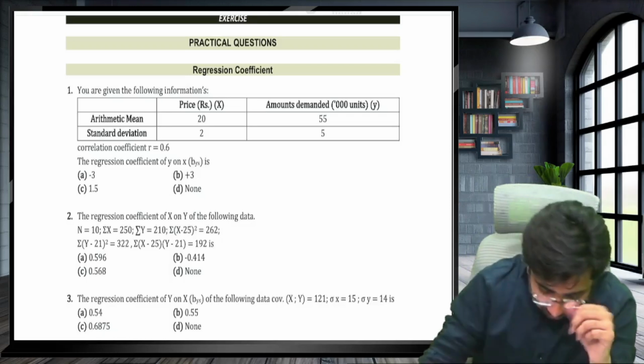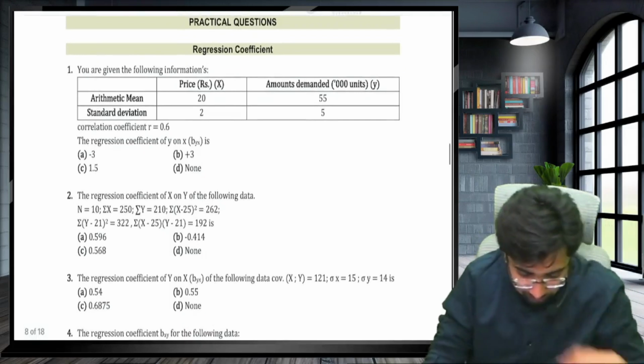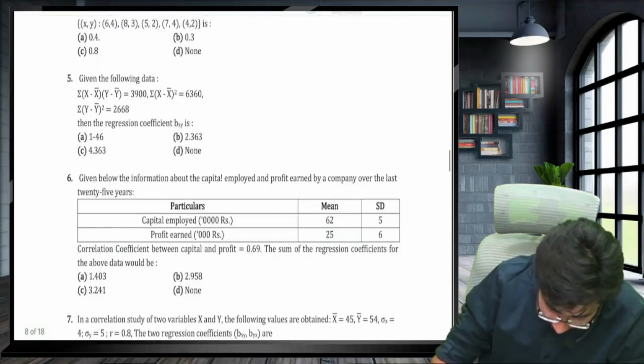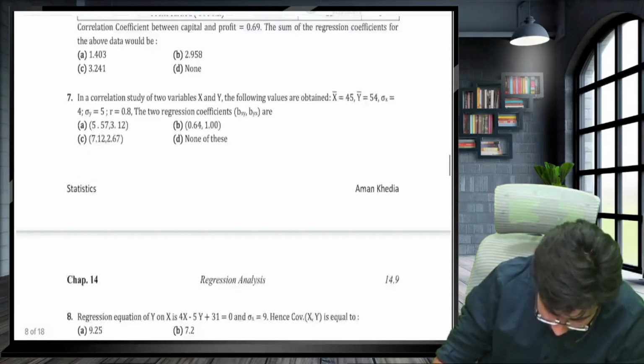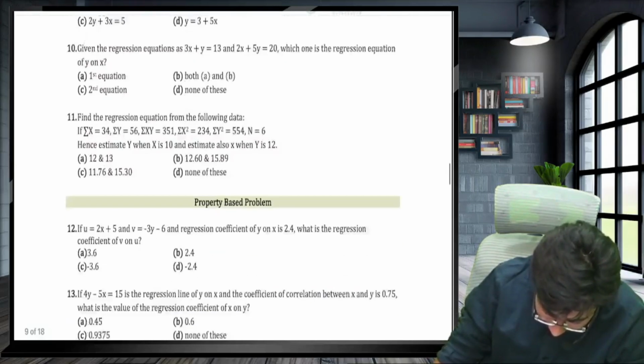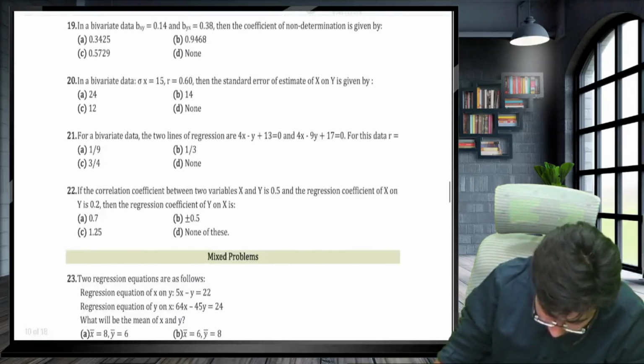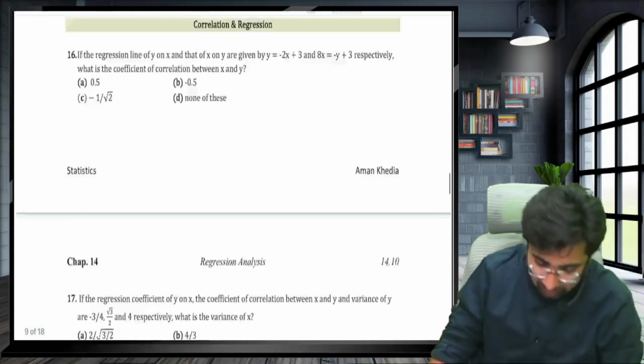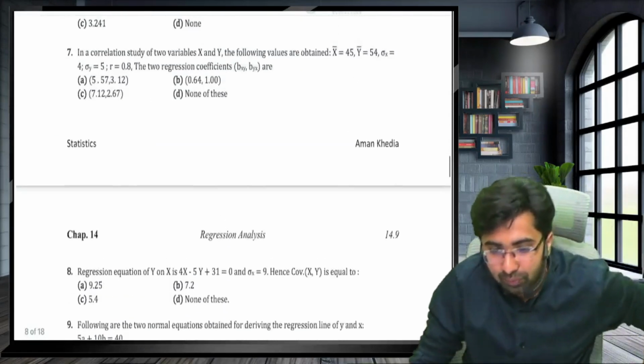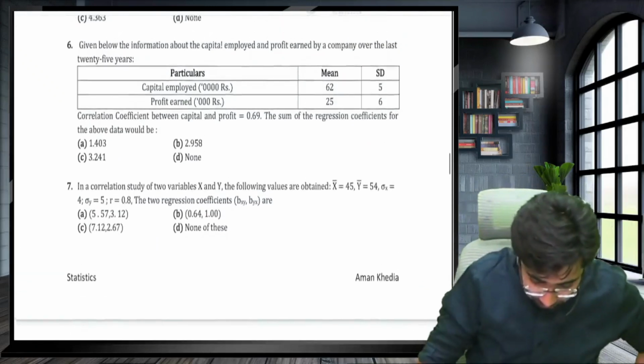Just tell me whether you have solved the regression coefficient questions first, 1, 2, 3, 4, 5, 6, 7, 8, 9, 10, 11. Then the property based questions, then correlation and regression questions, then mixed questions. Guys, have you all solved these questions? Shall we start the discussion now?